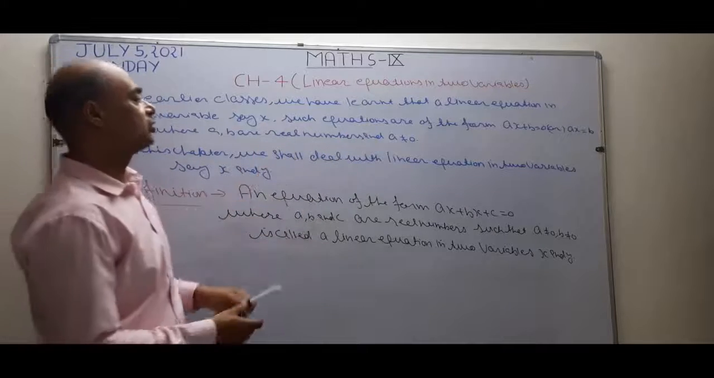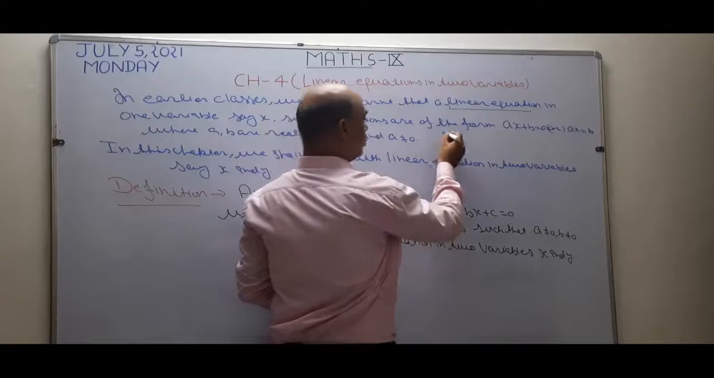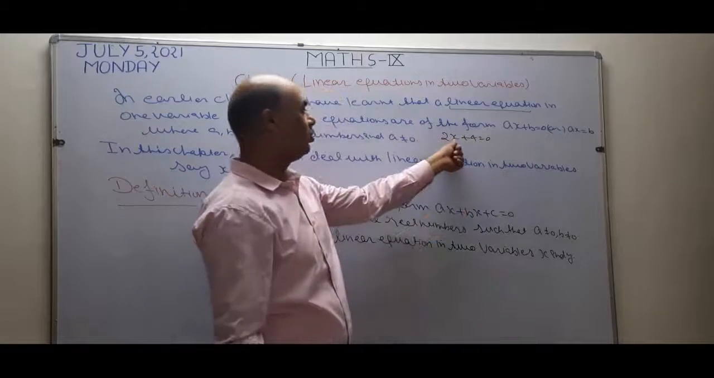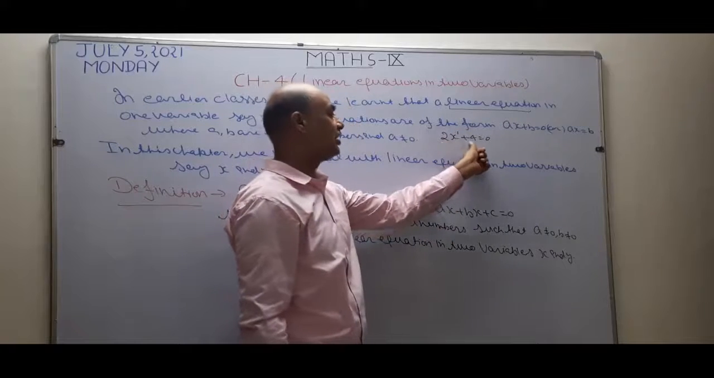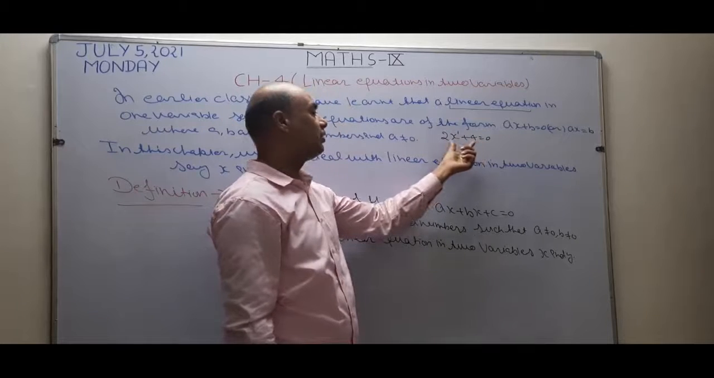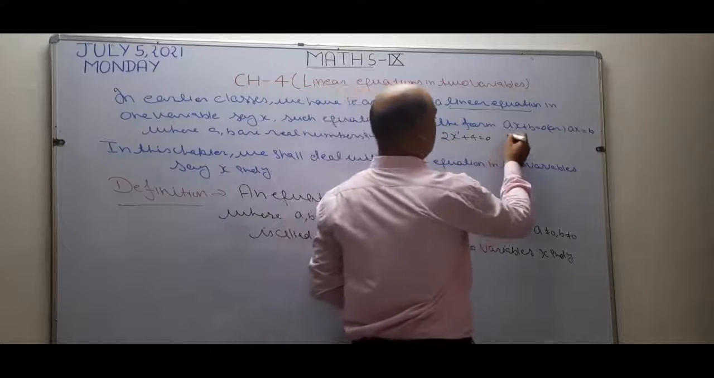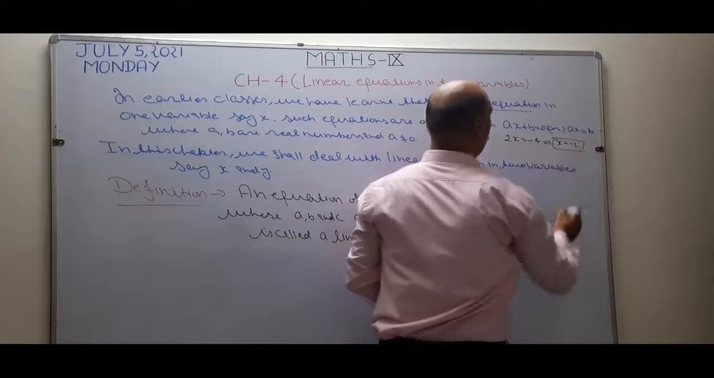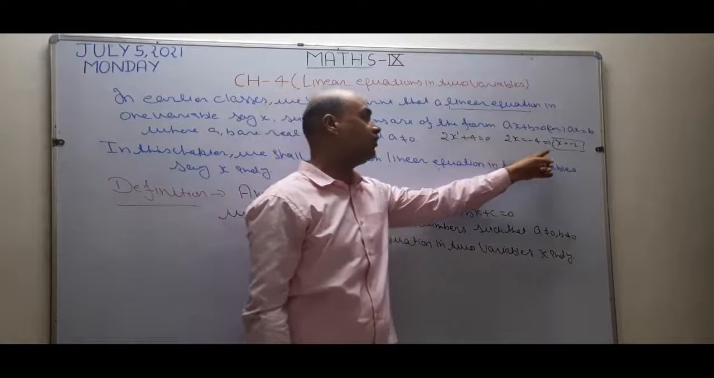In earlier class we learned about the linear equation in one variable. So if I write here 2x plus 4 equal to 0, only one variable is there and this variable has its highest power 1, so this is going to represent a linear equation in one variable. When we solve this equation, 2x equal to minus 4. This implies x equal to minus 2. When a linear equation in one variable is given, such equations have only one solution.